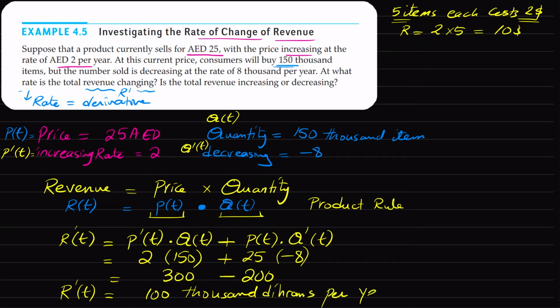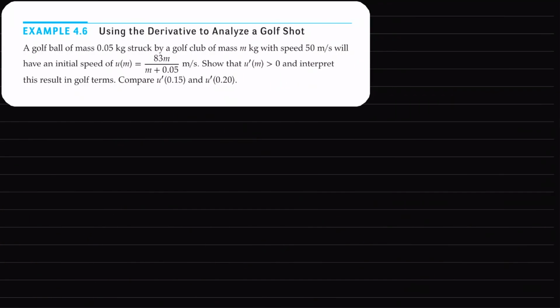per year. So since it's positive, the total revenue is increasing by 100,000 dirham. It's increasing by that. Now, example 4.6, using derivative to analyze a golf shot.